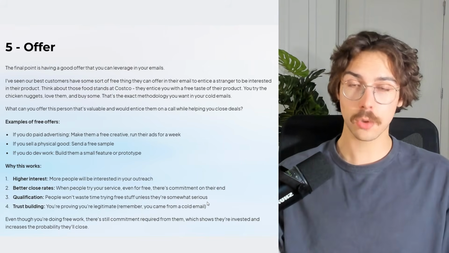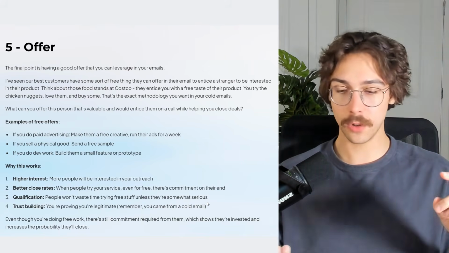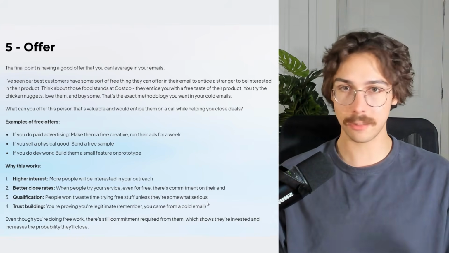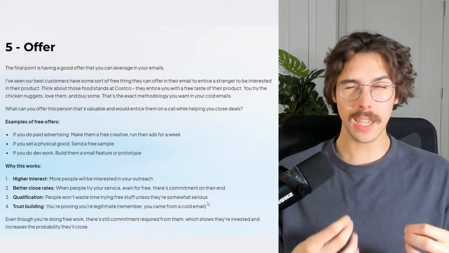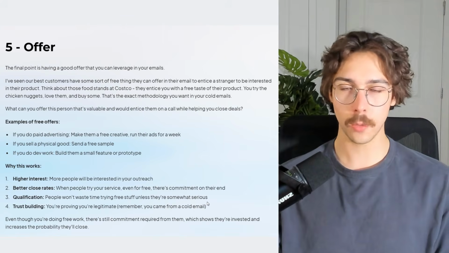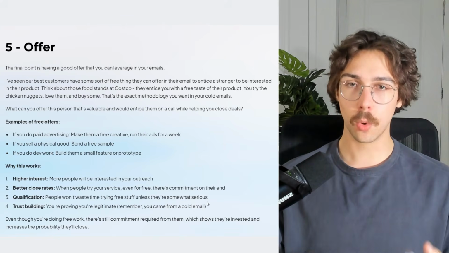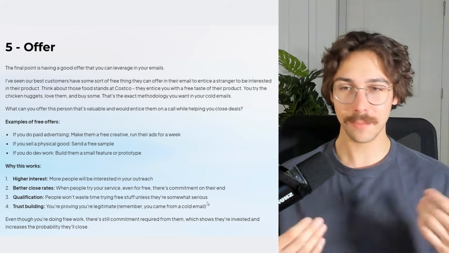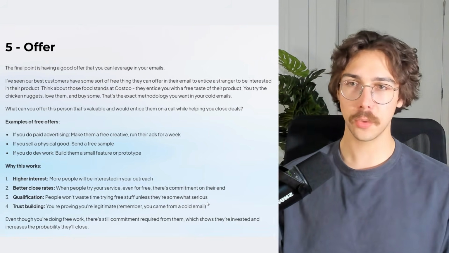And so this is true of your business, whether it's a service business, or a physical products business that has some sort of B2B capacity. If you can give them a sample of what it's like working with you or trying your product, they're more likely to close. You try the chicken nuggets, you love them, you buy some. That's typically the flow. This same methodology works in cold email.